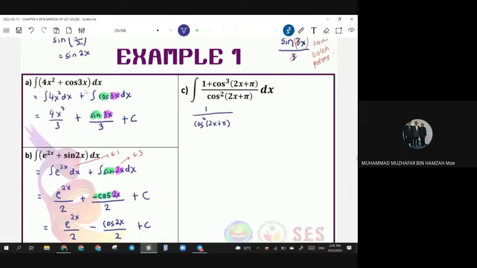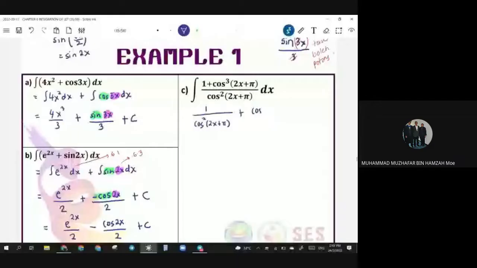Okay, so plus with cos cube 2x plus pi over cos square 2x plus pi. Dan kita buat macam ni, the dx is still here. Baik, first step. Kita pisahkan dia sebab kita ada single denominator.